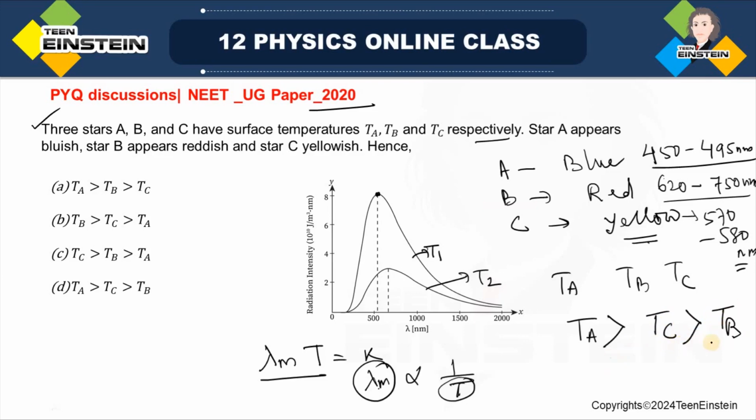So TA greater than TC greater than TB. This will be the relation. Let us see, TA greater than TC greater than TB. So this option D will be the correct answer for this question. I hope you have understood this.